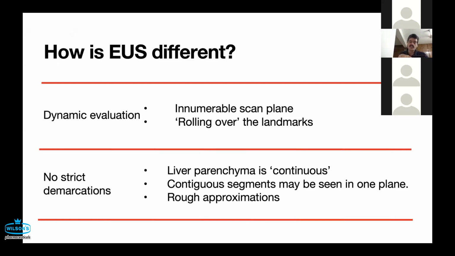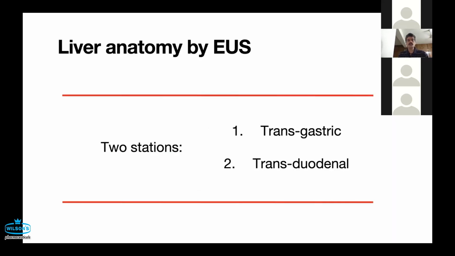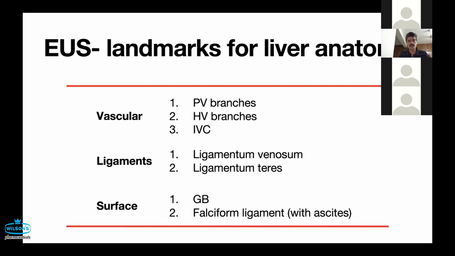Plus, please remember that strictly speaking, there is no strict anatomical demarcation, no line seen in real time in the liver parenchyma. The liver parenchyma is continuous. And contiguous segments, which are segments lying one next to each other, may be seen in one plane. And when we segment the liver, these are rough approximations. So basically, there are two stations when you define liver anatomy by EUS. One is transgastric and one is transduodenal. Very simple till this point.